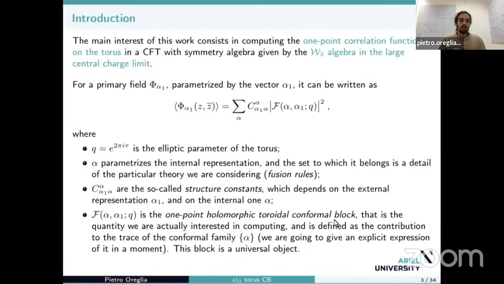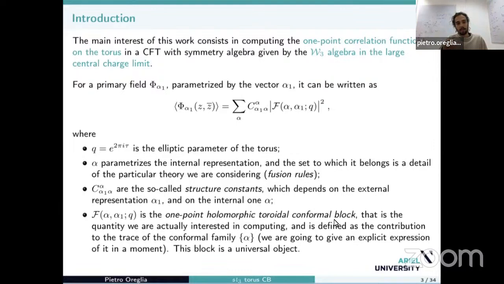As I said, the quantity that we try to compute in this work is the one-point correlation function on a torus in a conformal field theory with symmetry algebra given by the W3 algebra, but in this large central charge limit. First of all, let us remind how this one-point correlation function is defined. We can express the one-point correlation function on the torus in this way. Here we have introduced this parameter Q, the elliptic parameter on the torus. This quantity depends on this vector alpha. This is a root vector that parameterizes the internal representation.